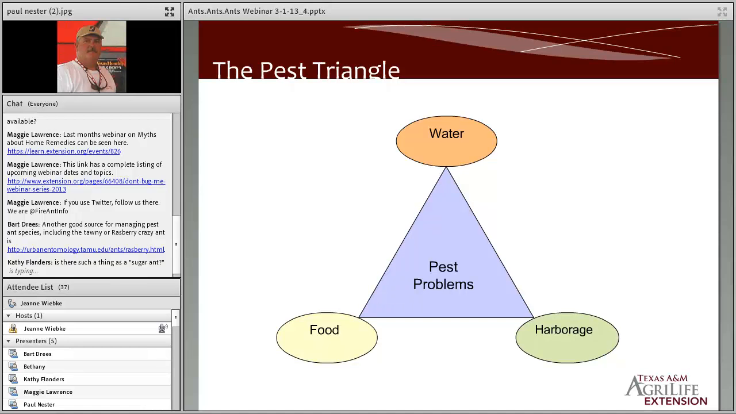So the pest triangle is very important. Whenever you start to try to control, you can look at the habitat, look at where the pest is, and see if there's some way you can alter that habitat instead of just grabbing for some type of pesticide. Just look at how you can alter that, and then you can begin to reduce the population. If you do have to use a pesticide, it will be much more efficacious, and you'll be much more satisfied with the control.